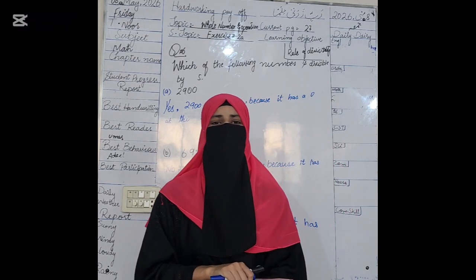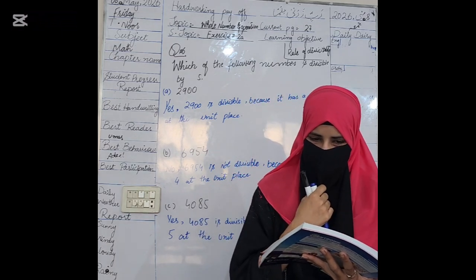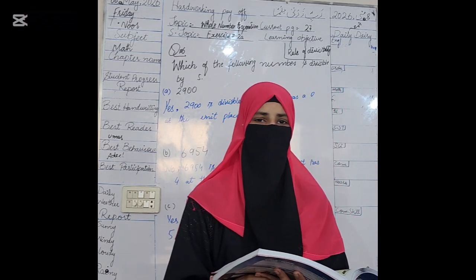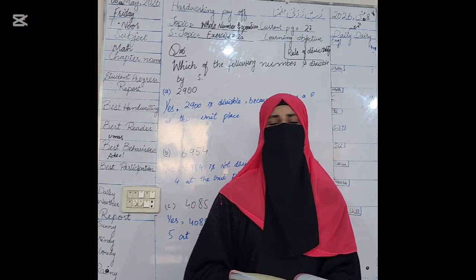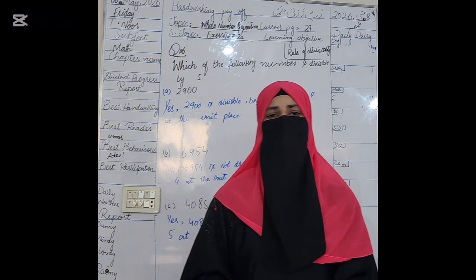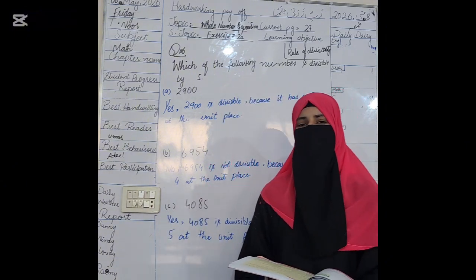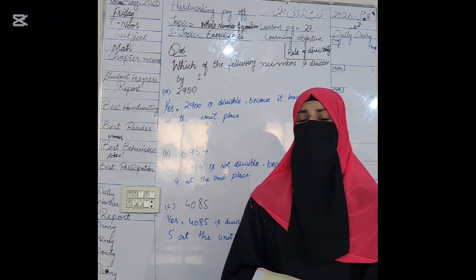So students, all the students open your book page number 27. You know that we have to do exercise number 2A, in which firstly we have to do MCQs, true, false and MCQs about the rules of divisibility.